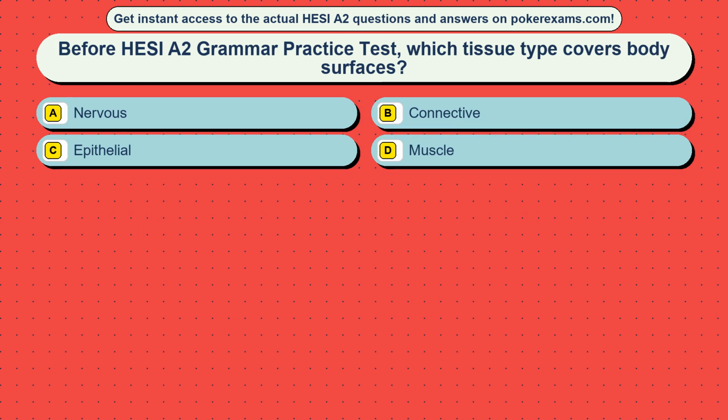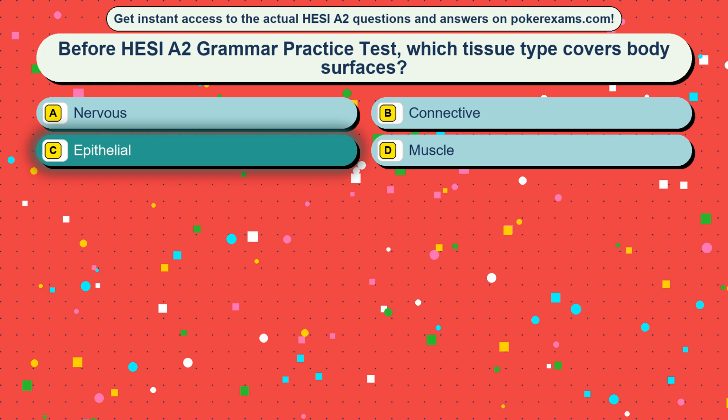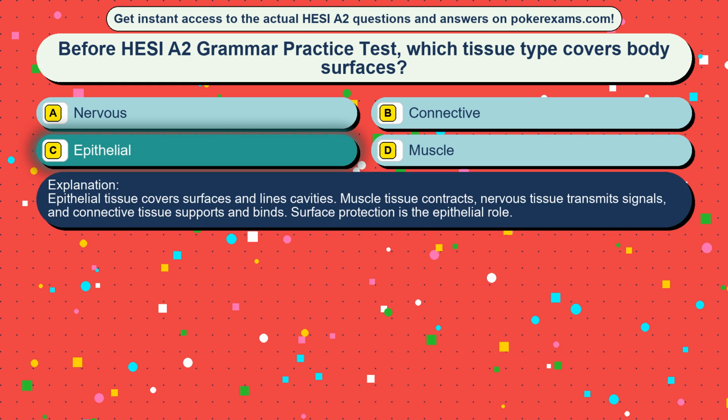Question 15. Before HESI A2 grammar practice test, which tissue type covers body surfaces? Option A, nervous, option B, connective, option C, epithelial, option D, muscle. The correct answer is option C, epithelial. Epithelial tissue covers surfaces and lines cavities. Muscle tissue contracts, nervous tissue transmits signals, and connective tissue supports and binds. Surface protection is the epithelial role.